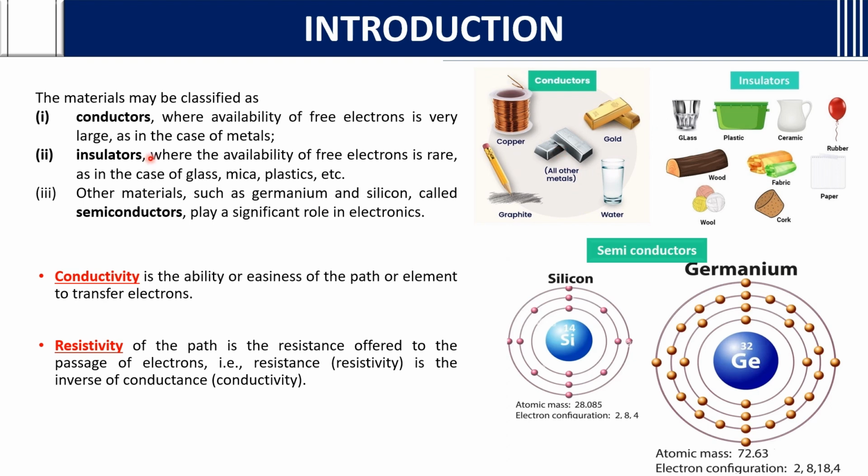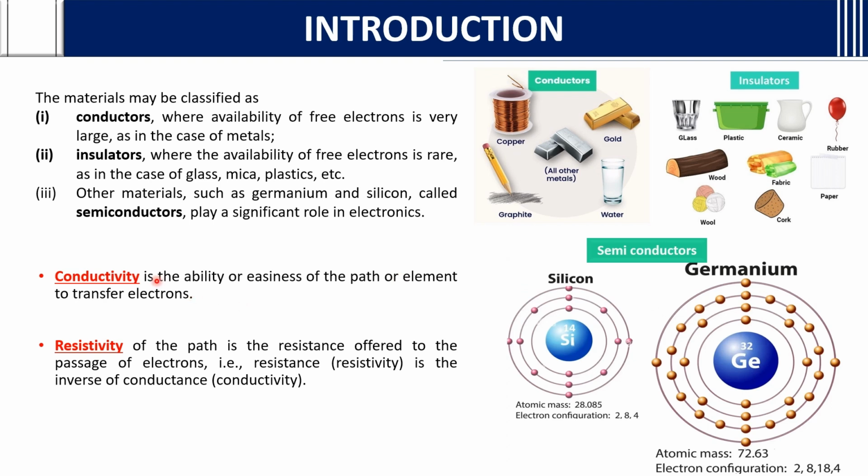These are all conductors. Then insulators, where the availability of free electrons is rare, as in the case of glass, mica, plastics, etc. In these insulators, electrons are rare and maybe no free electrons are present, like glass, plastic, ceramic, rubber, paper, fabric, and many more. Other materials such as germanium and silicon, called semiconductors, play a very significant role in electronics. Semiconductors lie between conductors and insulators; free electrons are present and conduction is also possible. This is silicon, and this is germanium.